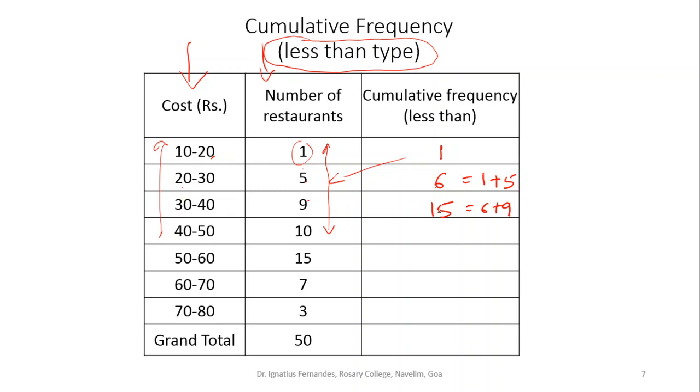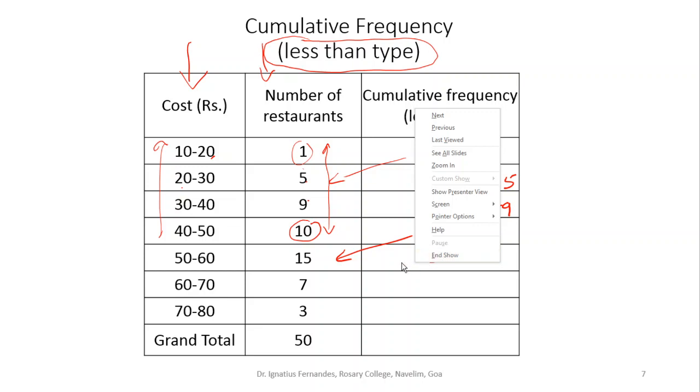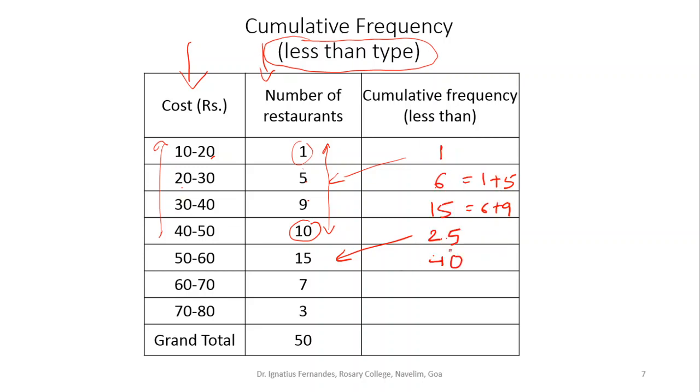Then this value 15 that you have got, add it to the next frequency, that is 10. So 15 plus 10 you will get 25. This 25 then you add to the next frequency value, 25 plus 15 you will get 40. Then this 40 you add to the next frequency value, 40 plus 7 you will get 47. Next value is 47 plus 3 you will get 50. This is the last class, and the last value that you will get will be the total frequency that you are looking at. So this is how you calculate less than type cumulative frequencies.